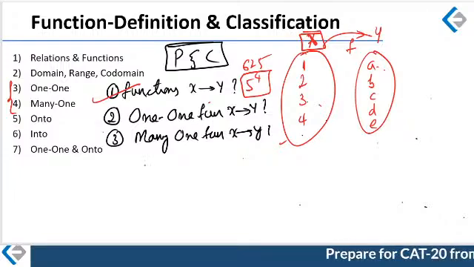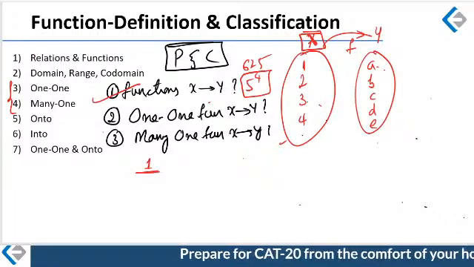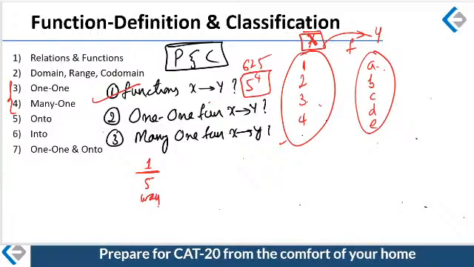So first I will take up the element 1. 1 can be mapped in 5 ways. Okay, so let us say that 1 is mapped with b.